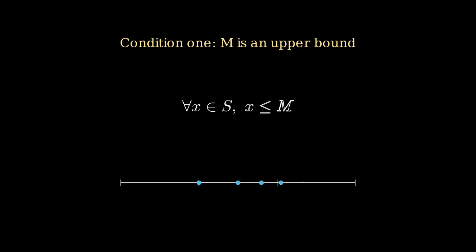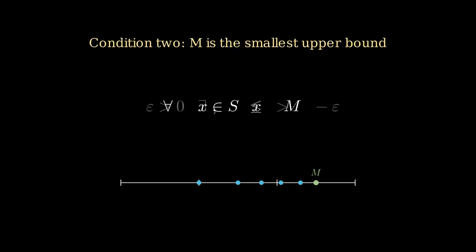Now let us unpack the definition of supremum in words, since this is the idea behind the least upper bound. We say that M is the least upper bound or supremum of a set if two conditions hold. The first condition is that every element of the set is less than or equal to M. This means M really is an upper bound, nothing in the set goes above it. The second condition is that M is the smallest such upper bound. In words, for every small positive gap, which we call epsilon, there exists some element of the set that is bigger than M minus epsilon.